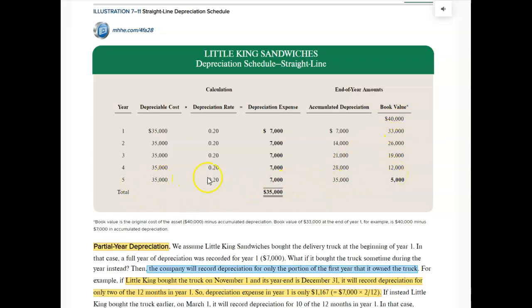At the end of the fifth year, make this entry. We now have $35,000 in the accumulated depreciation account. Our book value is now $5,000, and that equals our residual value. So straight line depreciation: the depreciable cost, which is original cost minus residual value, in this case 35, times the depreciation rate, 1 over 5 or 0.2, gives us the depreciation expense. This is assuming we had the asset the full year in year number 1.